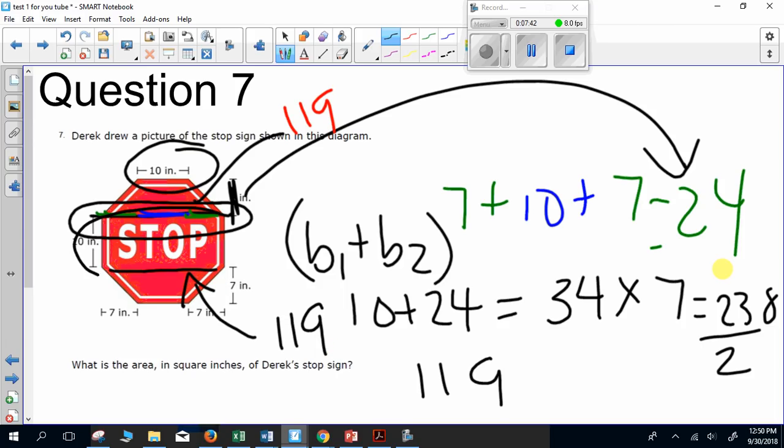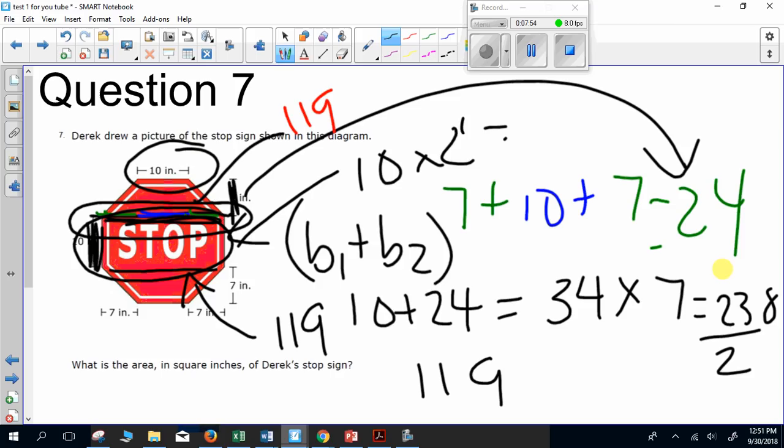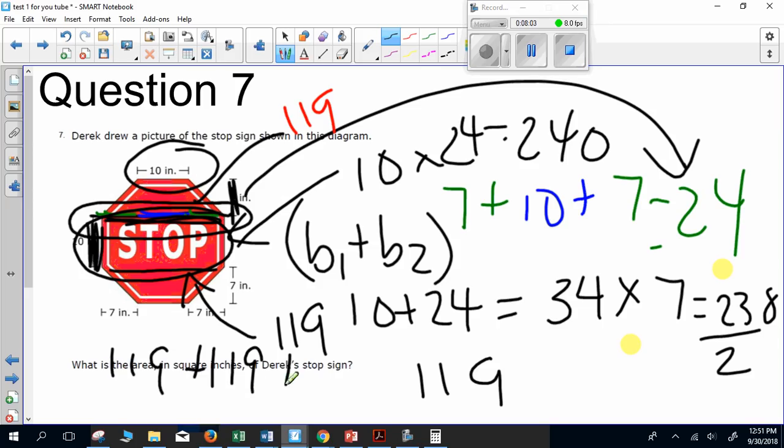Then I have this middle section in here. The height here is 10 times the base, which is 24. So 10 times 24, that equals 240. So if I add up 119 plus 119 plus 240, I get 498 square inches.